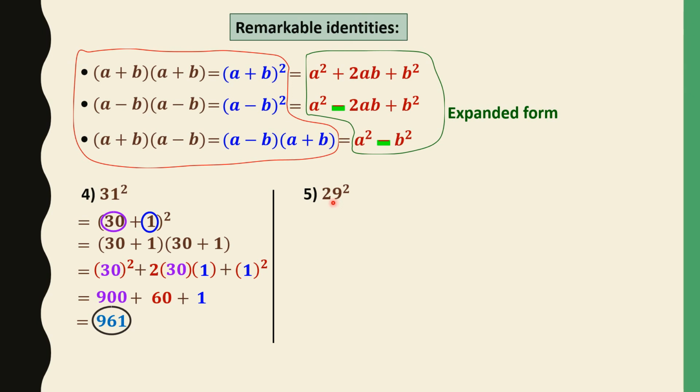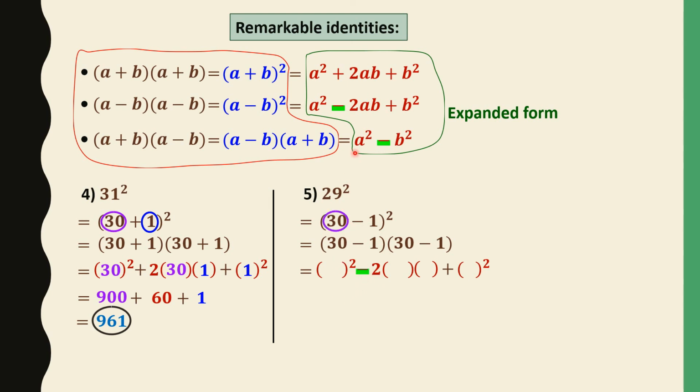Example 5, 29 squared. 29 is equal to 30 minus 1, so we can write 30 minus 1 squared. It's equal to 30 minus 1 into 30 minus 1. So here we will use the second remarkable identity. Here we write the poem first, parenthesis squared, here minus 2 parenthesis parenthesis plus parenthesis squared. So the minus is written before the 2.